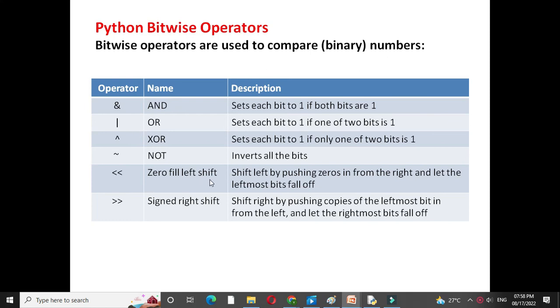Next is zero fill left shift. Shift left by pushing zeros in from the right and let the leftmost bits fall off. Next is signed right shift, which shifts right by pushing copies of the leftmost bit in from the left and lets the rightmost bit fall off.